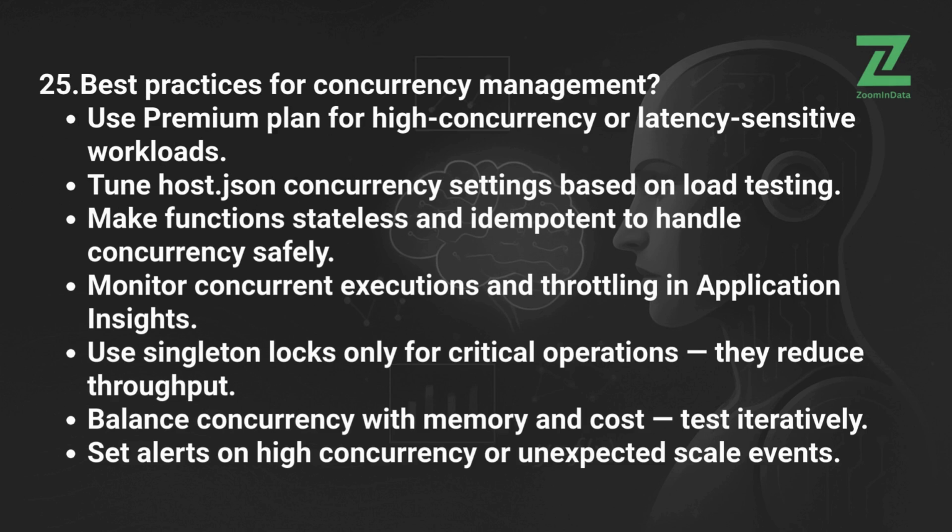Best practices for concurrency management. Use the Premium plan for high concurrency or latency-sensitive workloads. Tune host.json concurrency settings based on load testing. Make functions stateless and idempotent to handle concurrency safely. Monitor concurrent executions and throttling in Application Insights. Use singleton locks only for critical operations. They reduce throughput. Balance concurrency with memory and cost. Test iteratively. Set alerts on high concurrency or unexpected scale events.